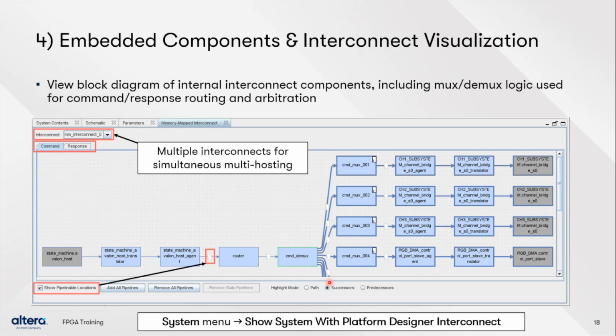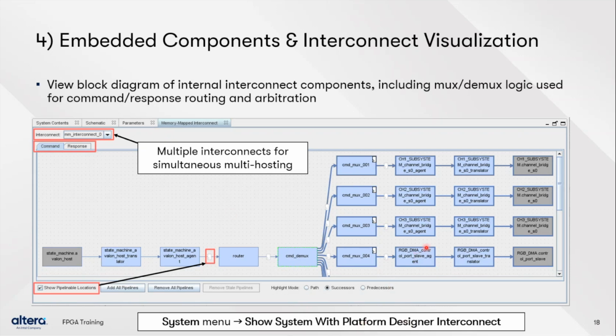The fourth part of the interconnect is what is actually in the interconnect itself to make it work. There's a number of embedded components that make all of this possible. The main thing that makes up the interconnect is really simple mux and demux logic, multiplexer and demultiplexer logic. This is used for routing those packets back and forth between the hosts and the agents. You can visualize and see the flow as well as the other components in the interconnect with the interconnect visualization available when you select Show System with Platform Designer Interconnect.